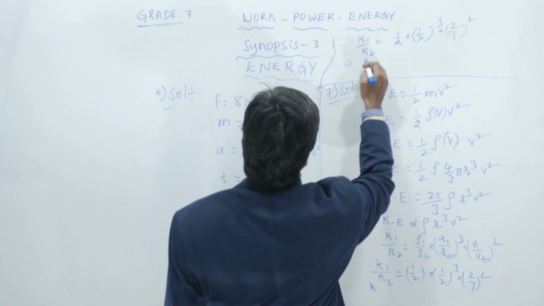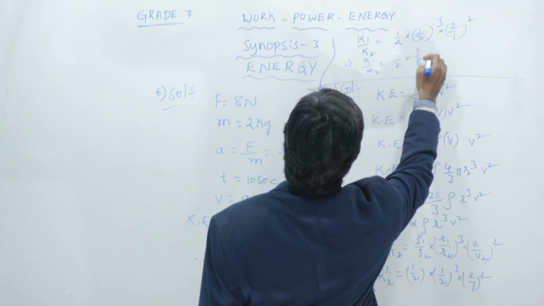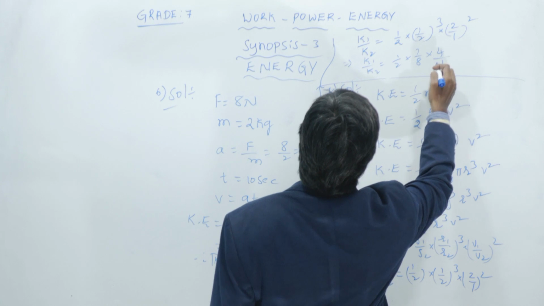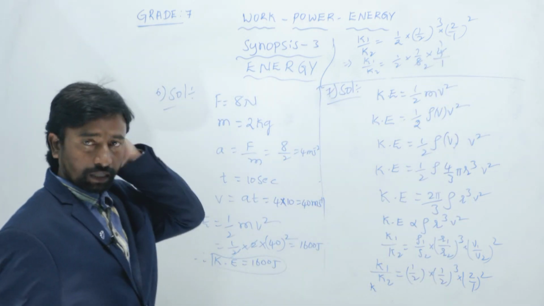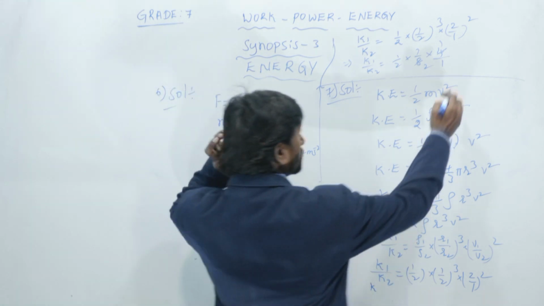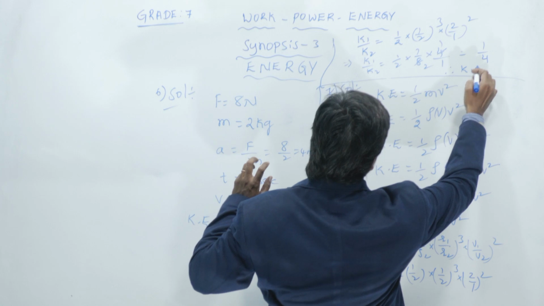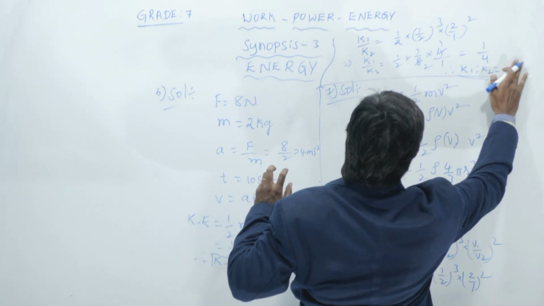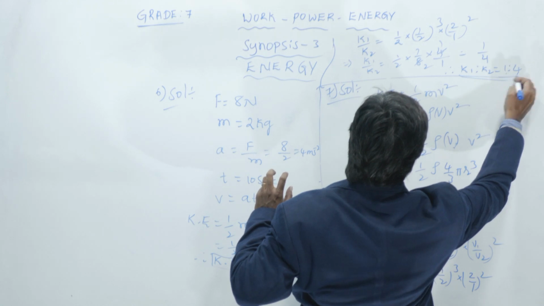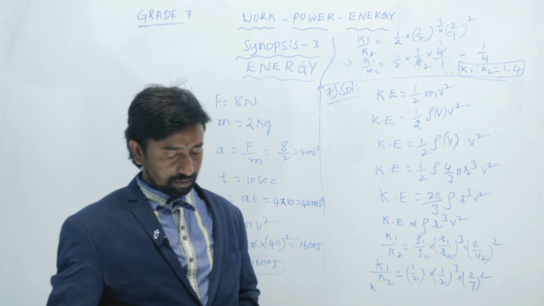So now from this, k1 by k2 is equal to 1 by 2 into 1 by 8 into 4 by 1. So here 1, 4, 2s are 8, we get the value as 1 is to 4. So 1 by 4. Therefore k1 is to k2 is equal to 1 is to 4. The ratio of this is 1 is to 4.